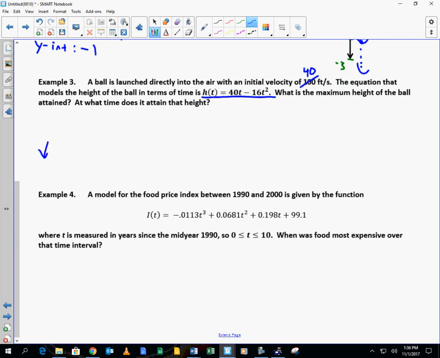So we have this shape. That's the first thing to recognize. It then says, what is the maximum height of the ball? So does the shape have a maximum? Where does the maximum occur? At the vertex. How do I find the vertex?